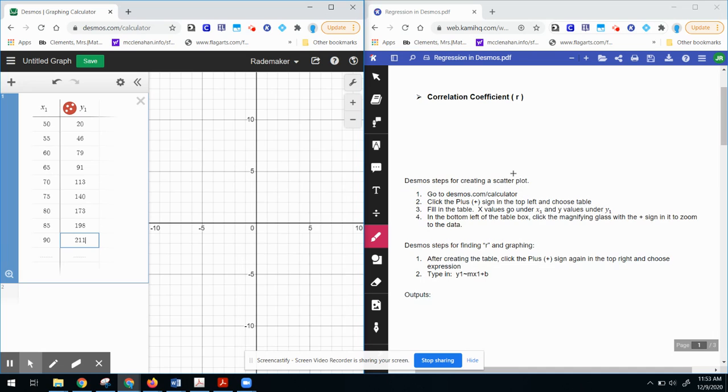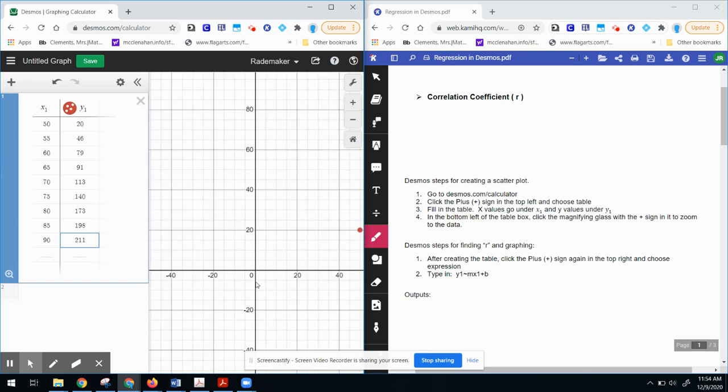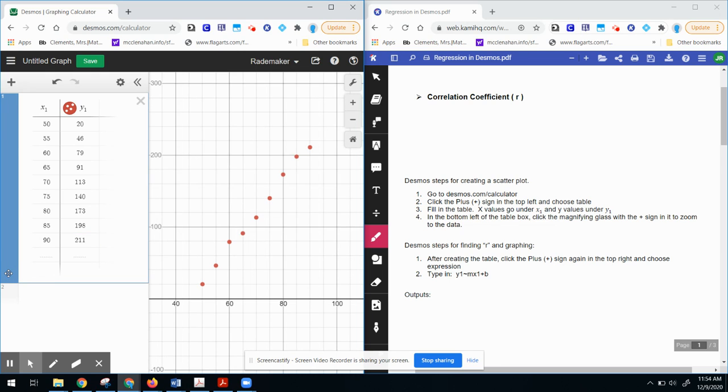Okay, let's go back to my steps. In the bottom left of the table box, click the magnifying glass with the plus sign in it to zoom in on the data. So right now, Desmos automatically graphs things. Right now, we have the table, but we don't see any of the values because they're not in that window. So you could zoom out and, okay, there's the data. But how do I make it so that's the only thing I see? So if you click this bottom left corner, this plus sign, it's zoom fit, and it'll automatically take you to the best viewing window for your data, which is that. All right, so there's my scatter plot.